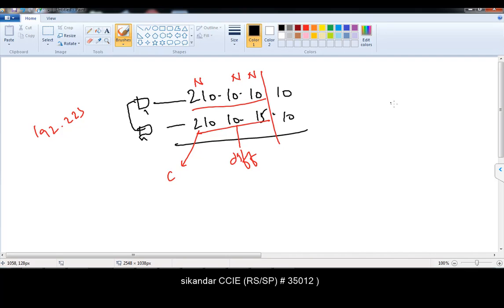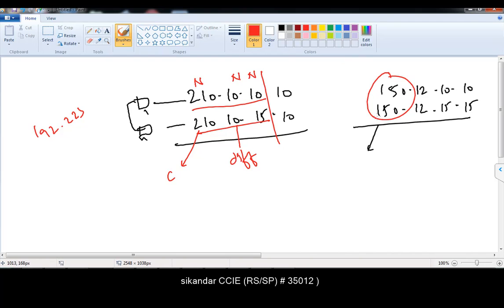Similar way, if I take one more example, let's write down 150.12.10.10, one device, and another device 150.12.15.15. Now the question is same. Do they belong to the same network? Will they be able to communicate? The answer is yes, because 150 comes in the B class. In the B class there are two network portions and two host portions. In order to be in the same network, the network portion should be same. In this case, they are on the same network and they will communicate with each other without any problem.